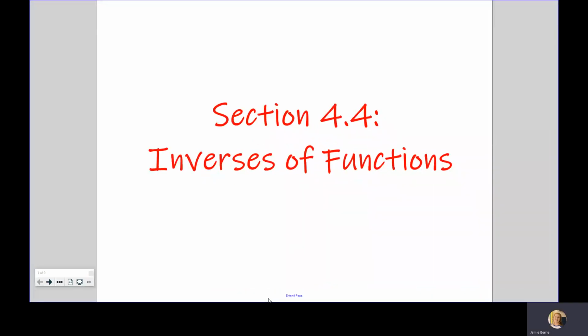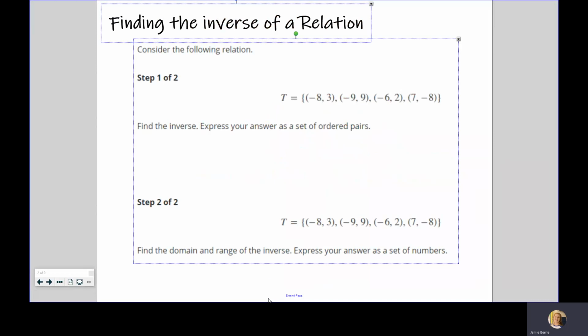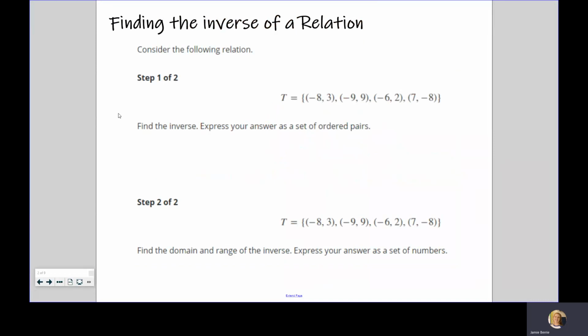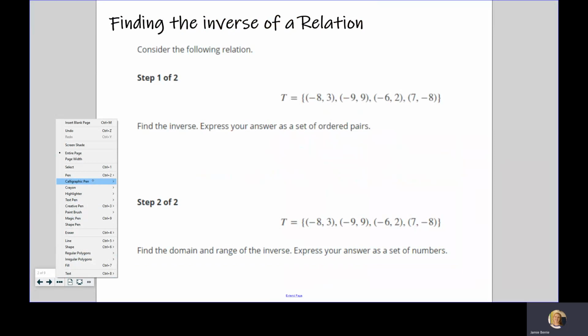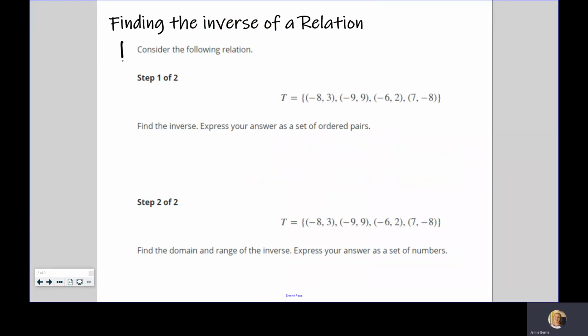In this video today, we're going to go over section 4.4, which is called the inverses of functions. So today we are going to be beginning with the idea of something more general, which is to find the inverse of a relation, which is a lot easier than finding the inverse of a function.